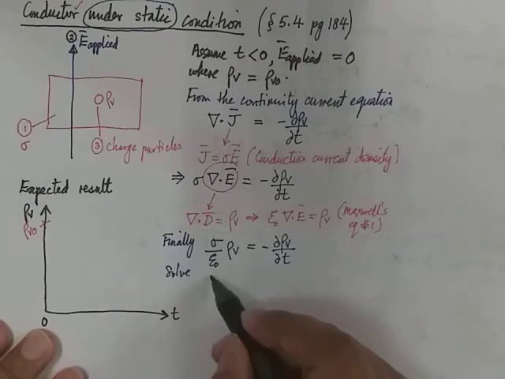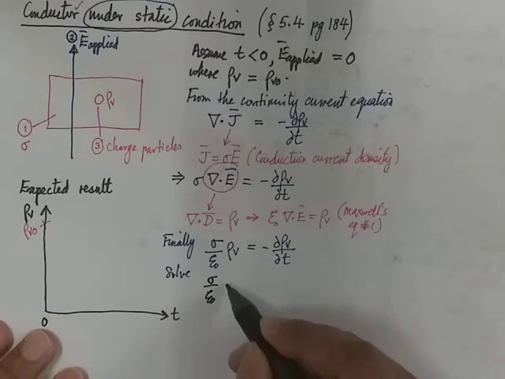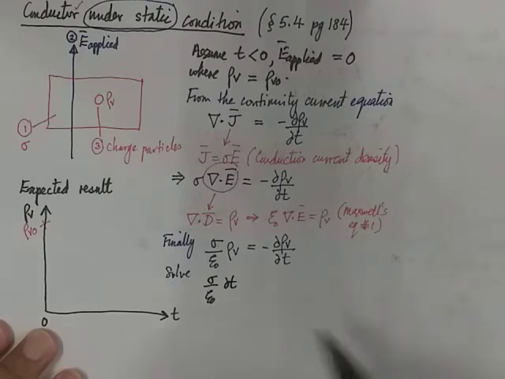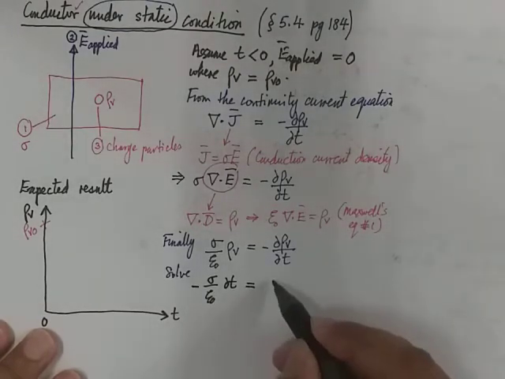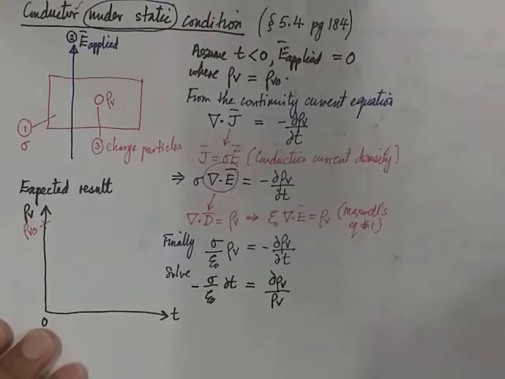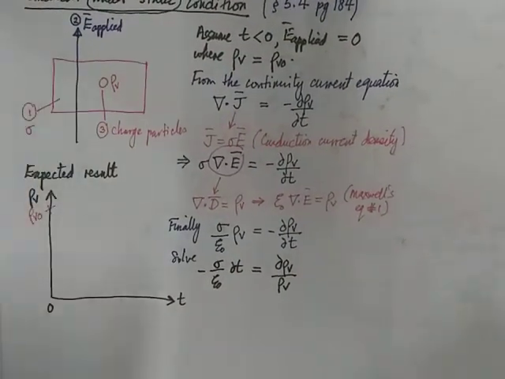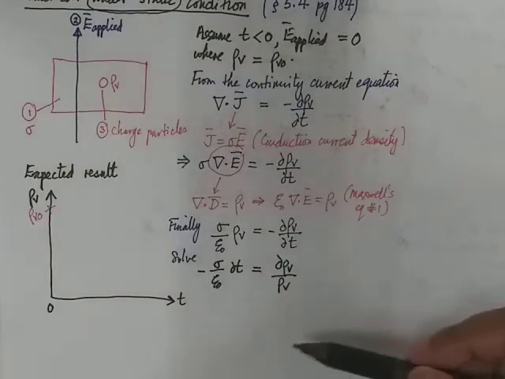So first, sigma over epsilon naught, that should be, and then I'm going to shift the time to the left. So let's put negative here, should be equal to d rho v over rho v. Can we do that? So we are separating into two components now: the rho v on the right and then the time on the left.